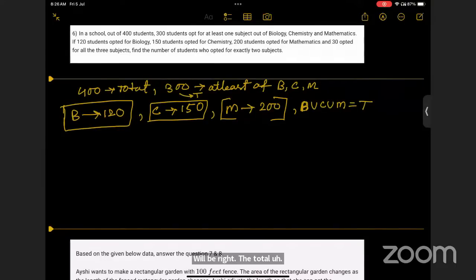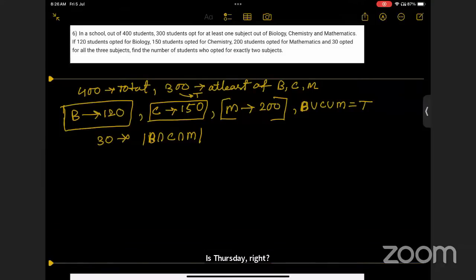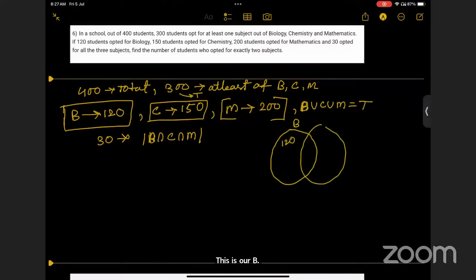Now there are 30 students who took all three subjects. That means the cardinality of B intersection C intersection M is 30, right? So you can draw the Venn diagram here. This is our B. There we have 120 students. This is our C. There we have 150 students.